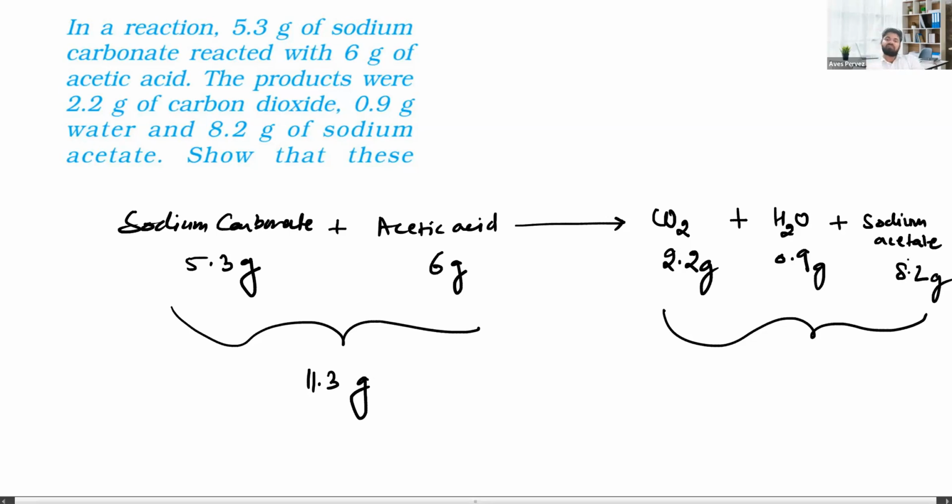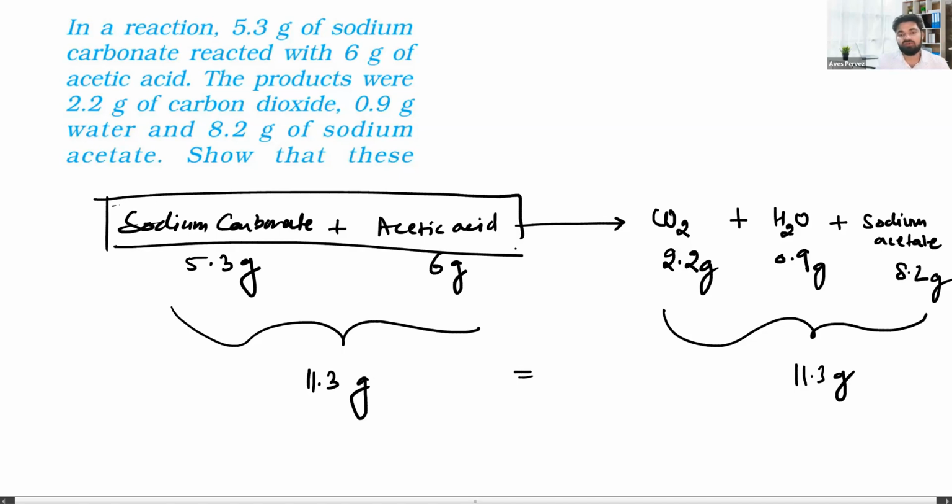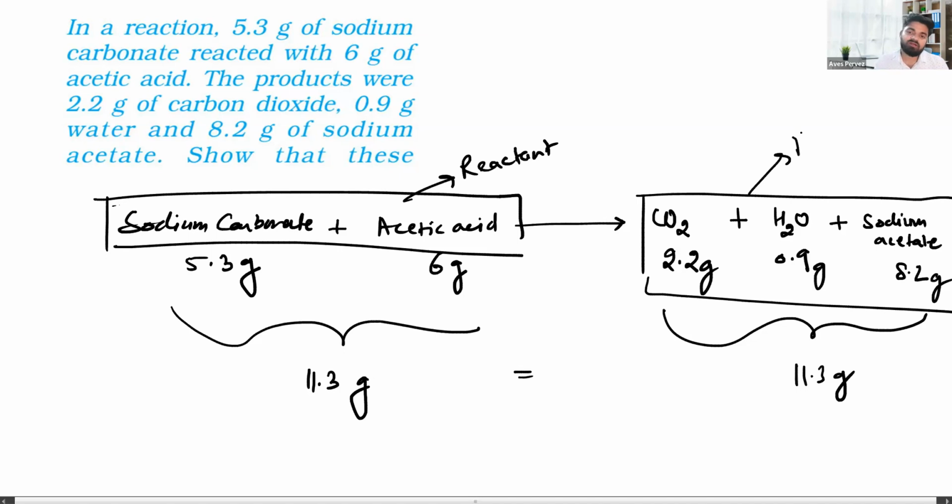What do we get if we add these three? 2.2, 0.9, 8.2, it will be 11.3 grams. Nabila, do you get the same answer? Yes, sir. So this is the reactant side, before the arrow is reactants, and after the arrow is product.